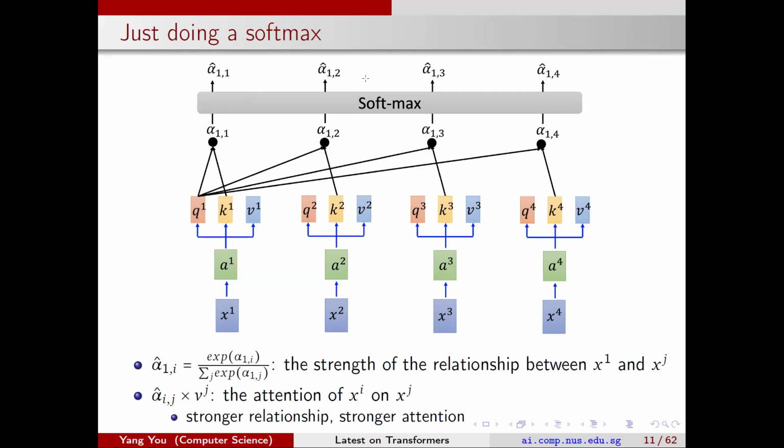It is softmax. So alpha hat i,j is still the strength between xi and xj, and also between ai and aj. Now we can build a relationship between any two of the input tokens.